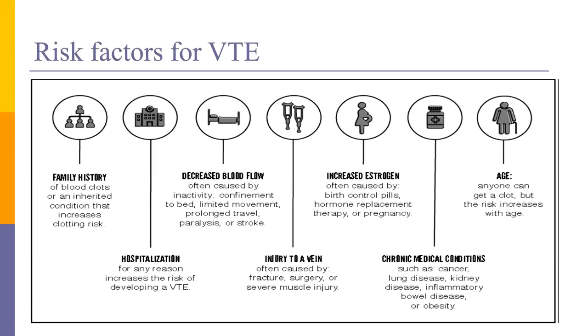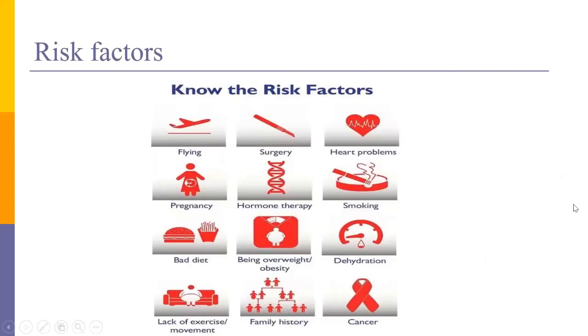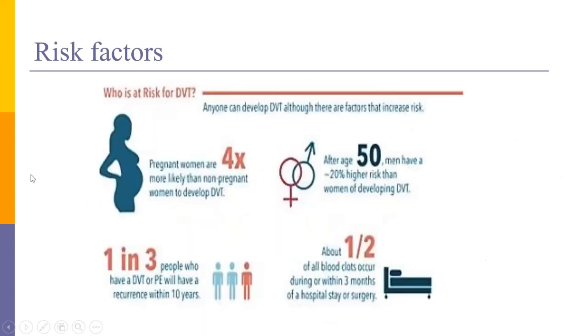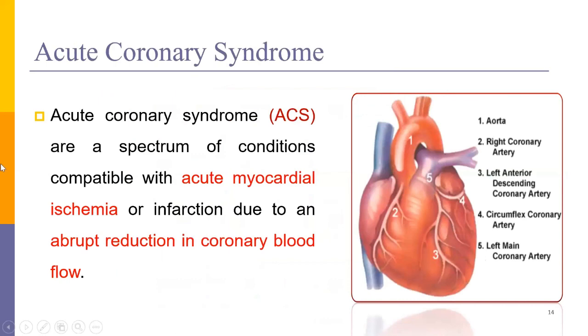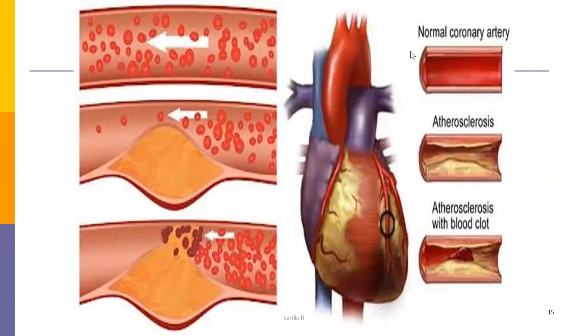Then age, anyone can get a clot, venous thromboembolism. However, we cannot always rush, so let's just continue with the risk factors. Flying, surgery, the same things that we have heard from the previous slide, or pregnancy, being overweight, obesity. Then this is a general picture still.